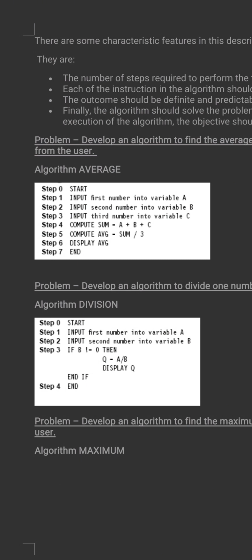In the next step they input the second number, that is variable B, and in the third step they input the third number. In the fourth step they compute A plus B plus C, in the fifth step they compute the average, sum divided by 3, in the sixth step they display the average, and in the seventh step they end the process. This is a simple algorithm.